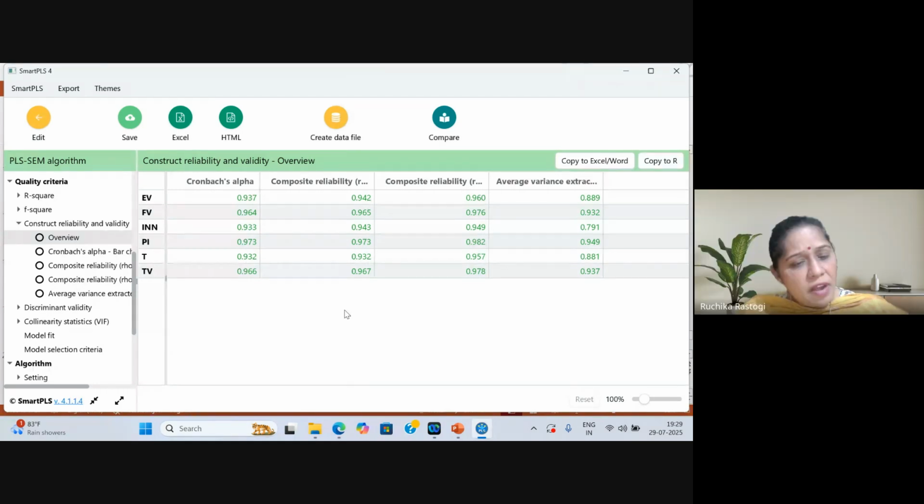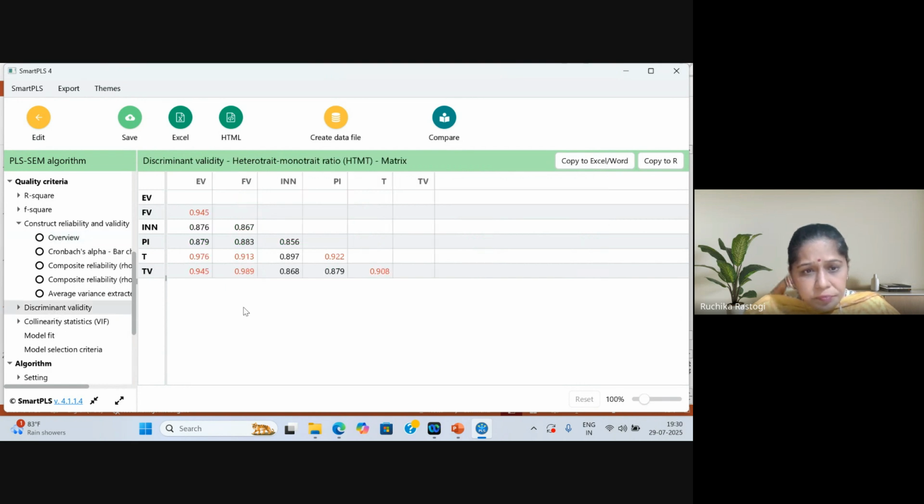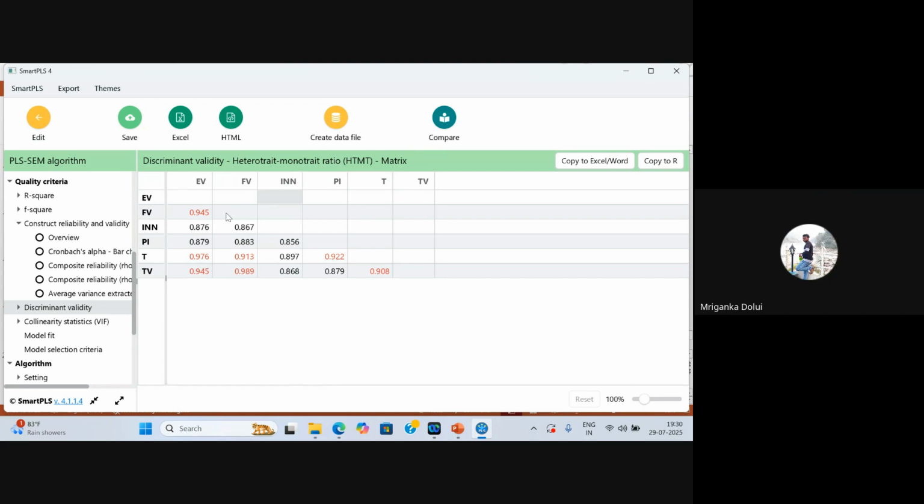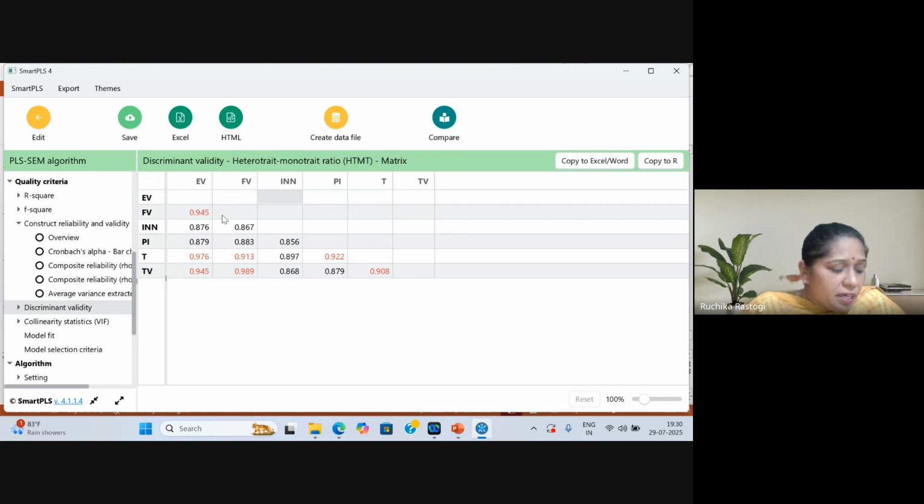Yes, ma'am. Okay, fine. Now we will be checking the value of discriminant validity. Can you see here discriminant validity? Just click on it. Are you able to see this on your screen? Yes. Okay, now how is the discriminant validity to be checked?